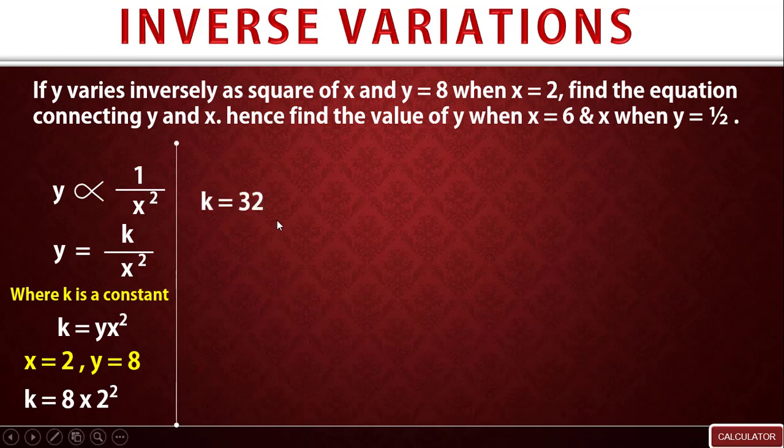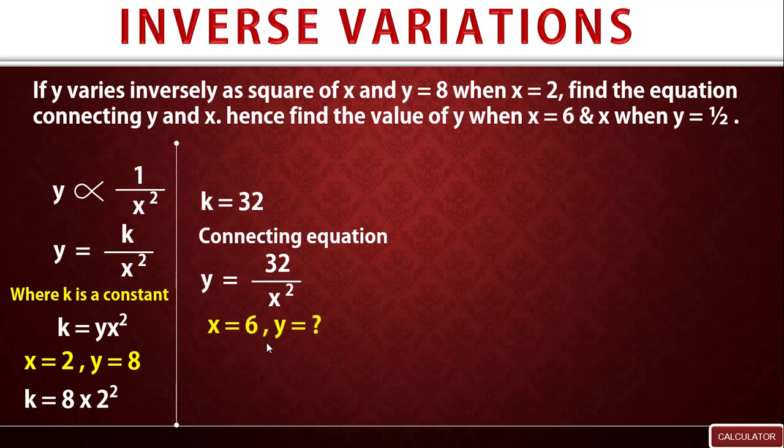Having gotten k to be 32 now, the next thing is for us to get our connecting equation. Our connecting equation will be for us to just fix in the value of our k into this equation, y equals k all over s squared. If we fix in the value of k, we'll have y equals 32 over s squared. So this is our connecting equation between y and s. The next thing we are asked to do is to hence find the value of y when s equals 6. So to do that, we are given s equals 6 and we are asked to determine y.